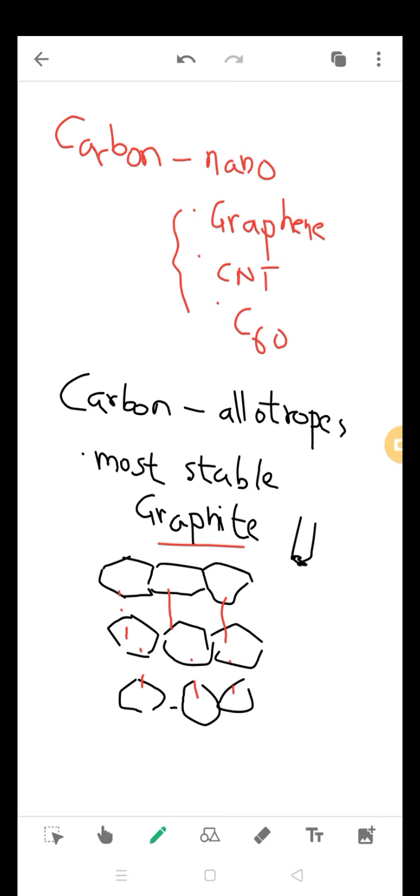Now somehow if you could remove some sheets of it, that means either 1 to 5 atomic layers or monolayers of carbon, if you can separate it out from the bulk, then these layers show different properties. These layers show properties which are different from the whole bulk, and they are popularly known as graphene.